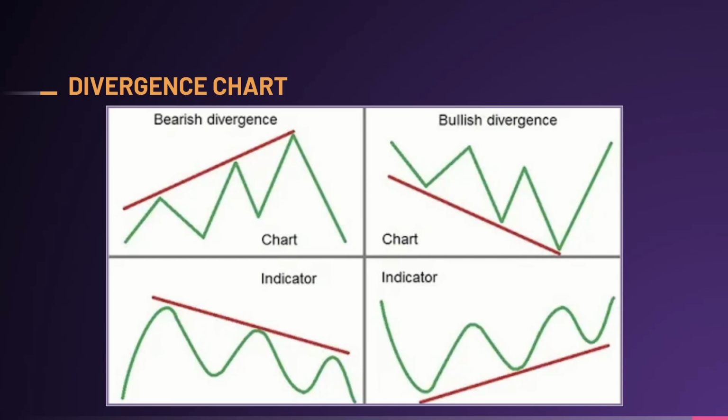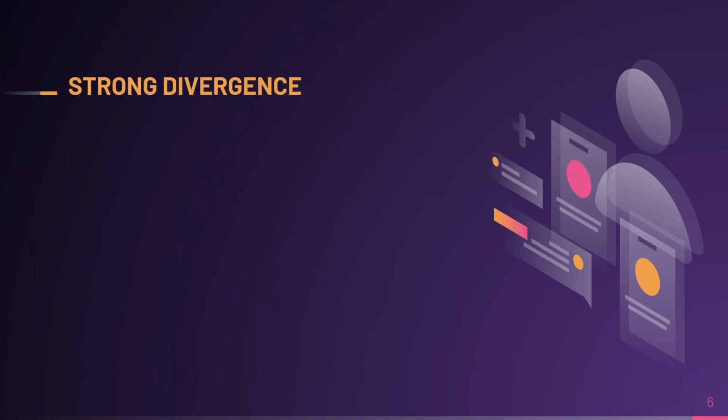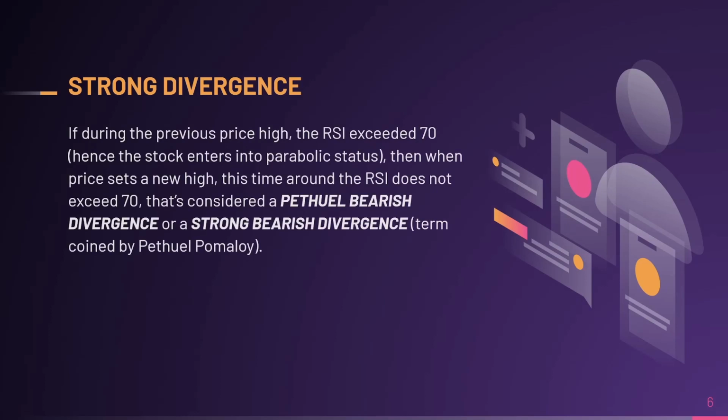Now, aside from bearish and bullish divergence, meron din pong quote-unquote Spyfrat special which we call strong divergences or strong divergence. Now, if during the previous price high, the RSI exceeded 70, hence the stock enters into parabolic status, 'di ba?